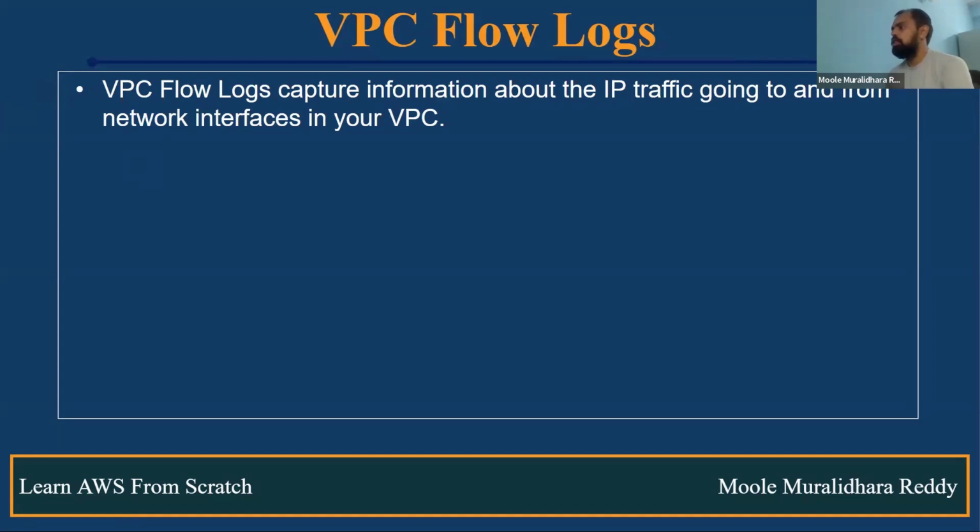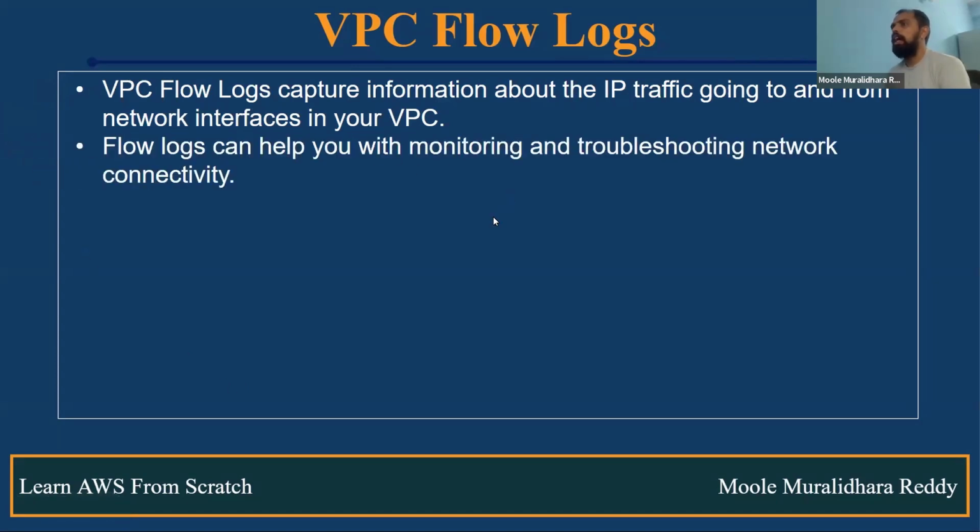For example, when you launch an EC2 instance, it creates an ENI. Let's say I log in to the EC2 instance and do some network-level operation. Everything will be captured by VPC flow logs. It is helpful for monitoring and troubleshooting network connectivity. If there is any connectivity issue, it is easy to troubleshoot at VPC level if we enable VPC flow logs.